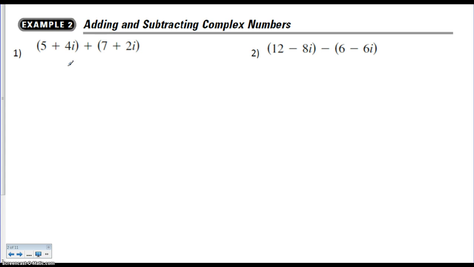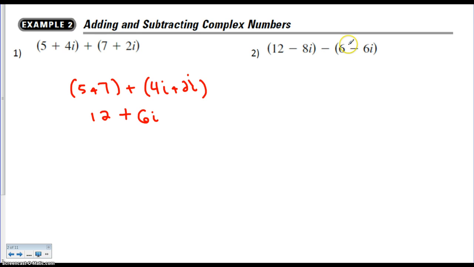When we look at this expression, every complex number has a real part, which the 5 and the 7 are, and an imaginary part, so I have 4i and 2i. All I'm doing is combining my real numbers, 5 and 7, and then combining my imaginary parts, 4i and 2i. When I add 5 and 7 together, I get 12. When I add 4i and 2i, I get 6i.